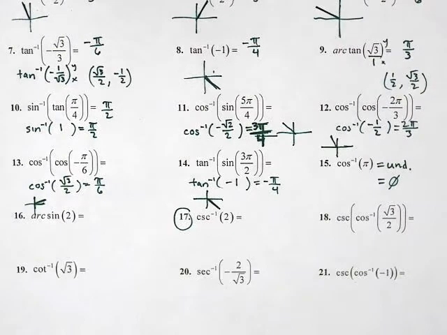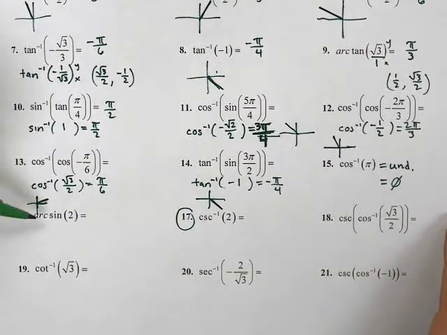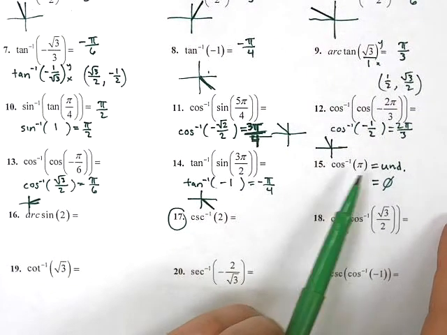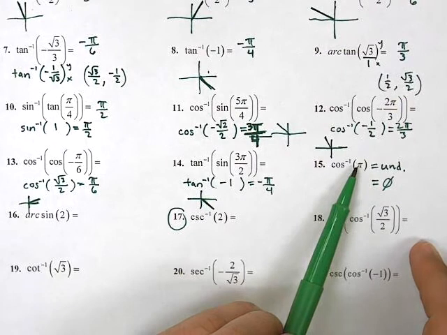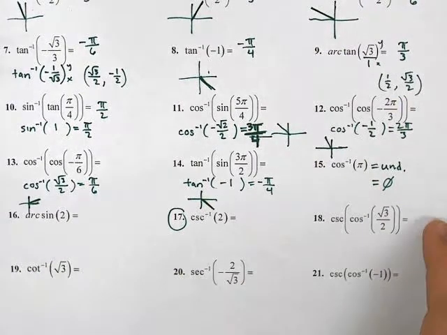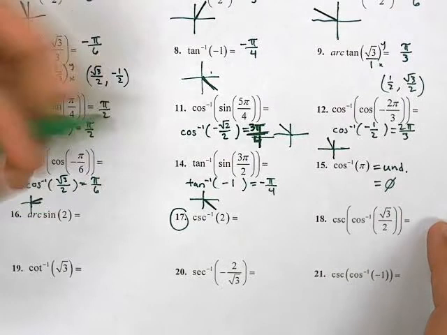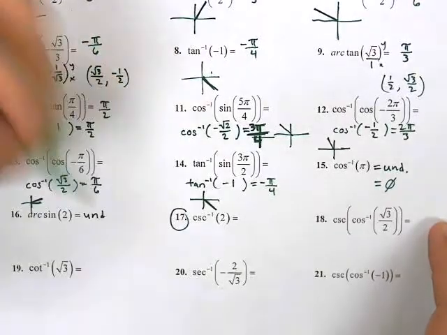Alright? Same thing on this one, right? We just talked about how you can't take the inverse cosine of something bigger than 1 or less than negative 1. Well, same thing here. Nowhere on my unit circle do I have a y value of 2. So this again is undefined.